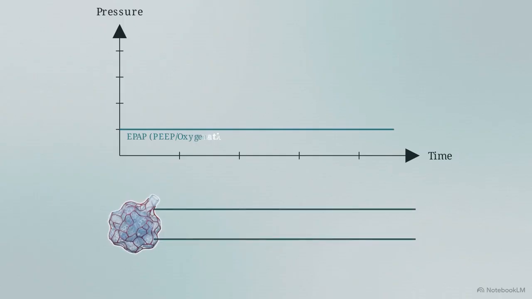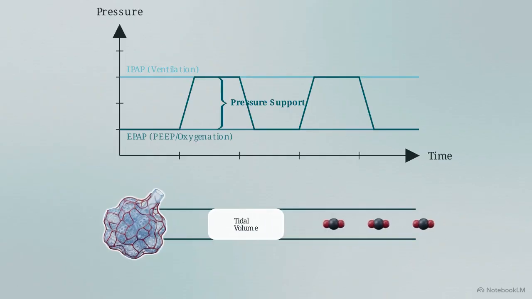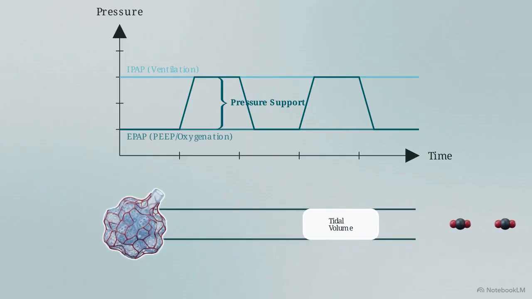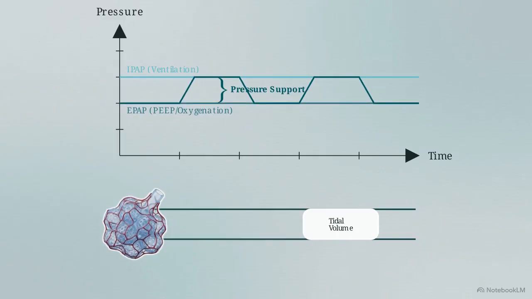The baseline is the expiratory positive airway pressure, or EPAP, which holds the alveoli open between breaths to maintain oxygenation. During a breath, the machine steps up to the inspiratory positive airway pressure, or IPAP, forcing a larger volume of air into the lungs. The real work of breathing happens in the space between those two lines. This highlighted gap is the pressure support. A wider gap pushes a larger tidal volume, moving more air and clearing more CO2.